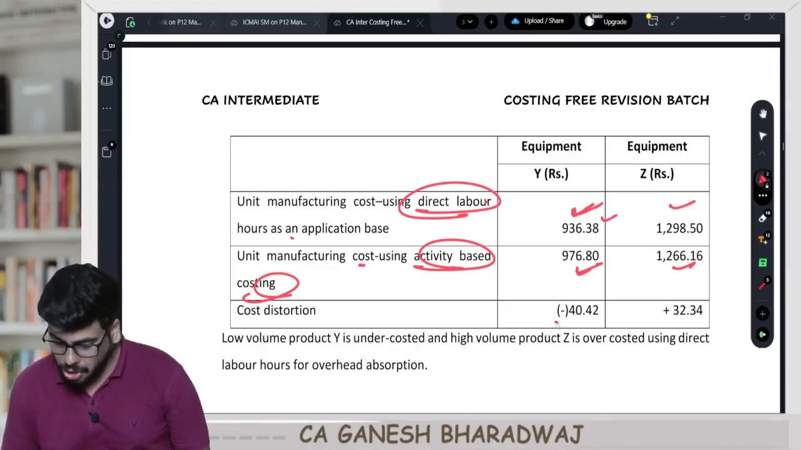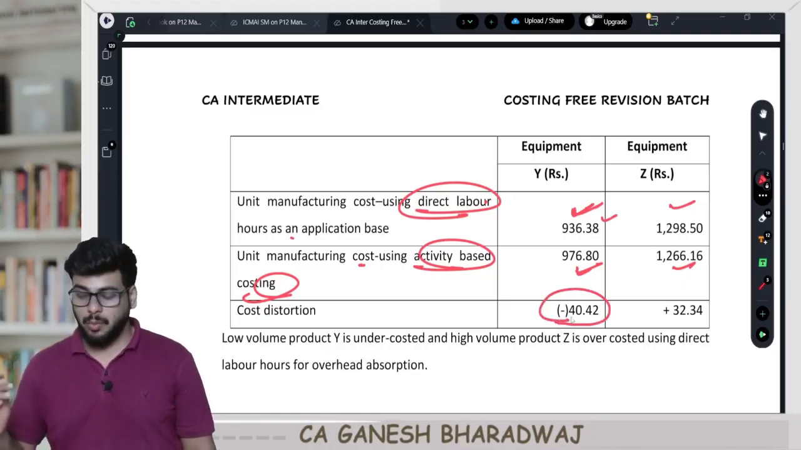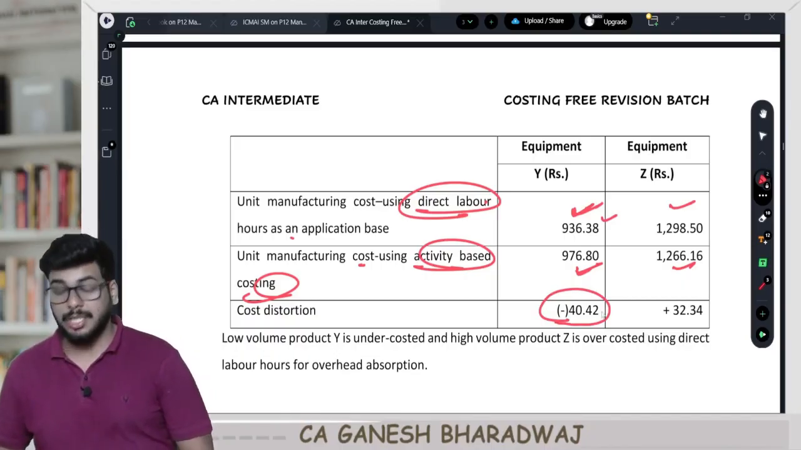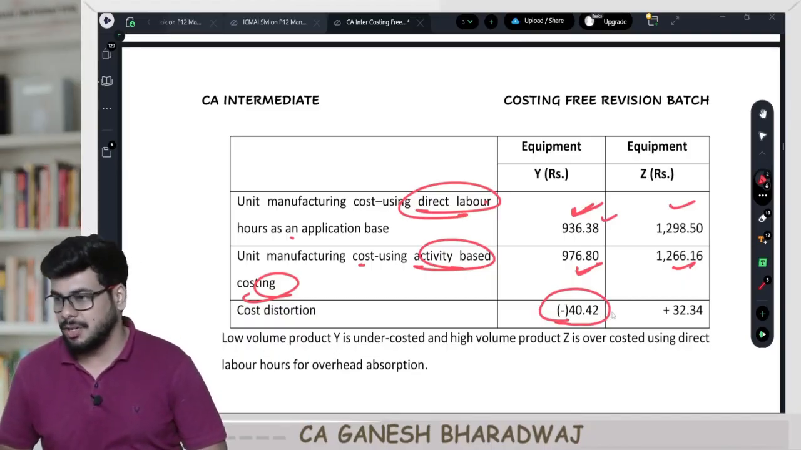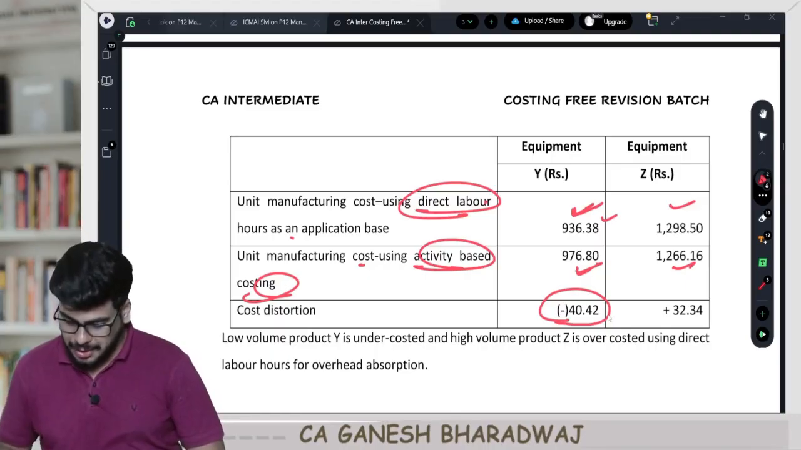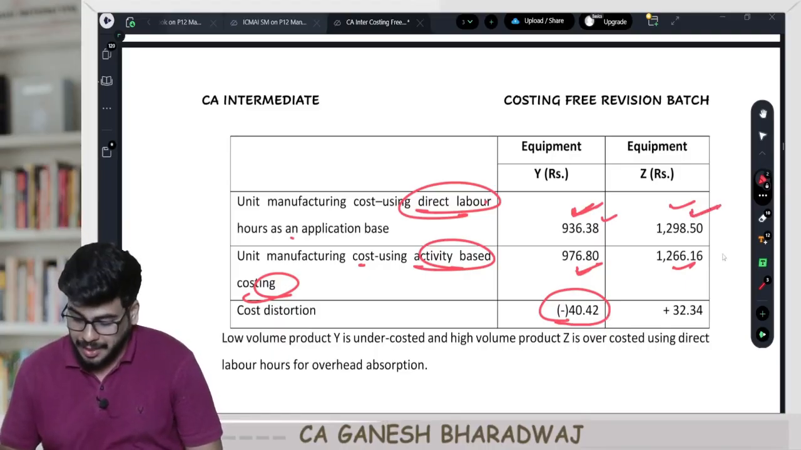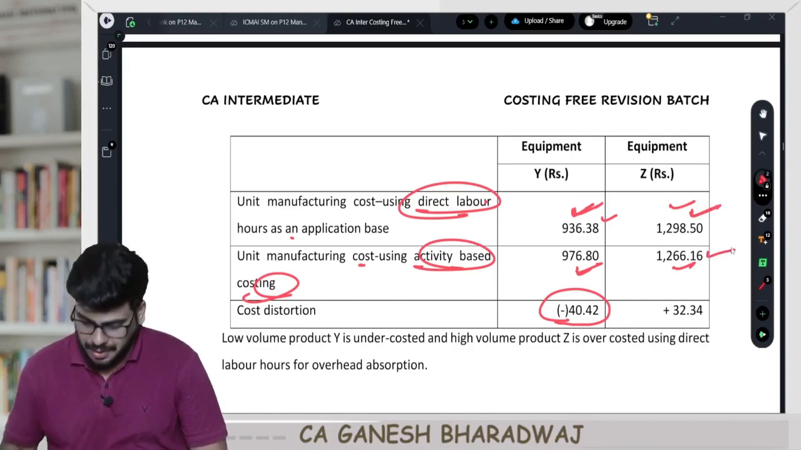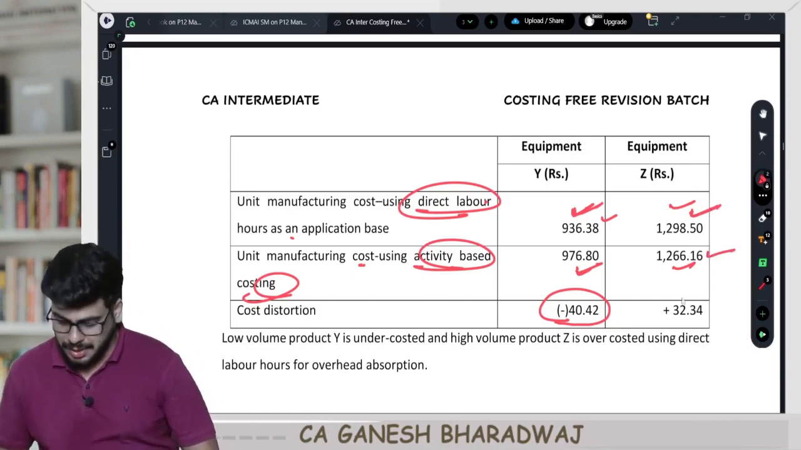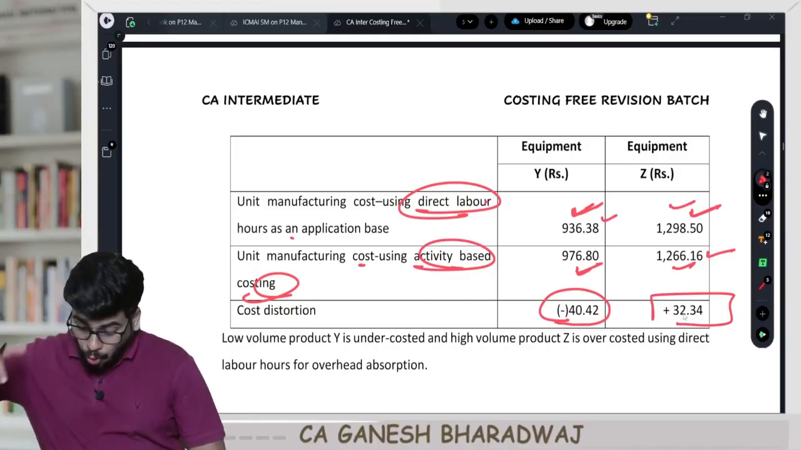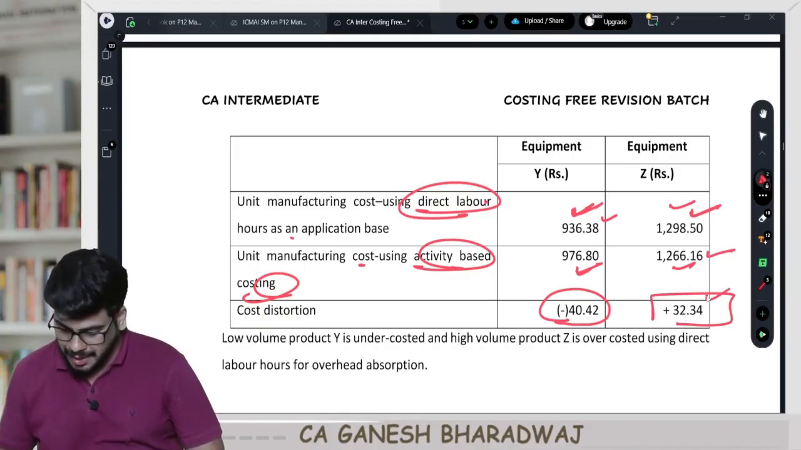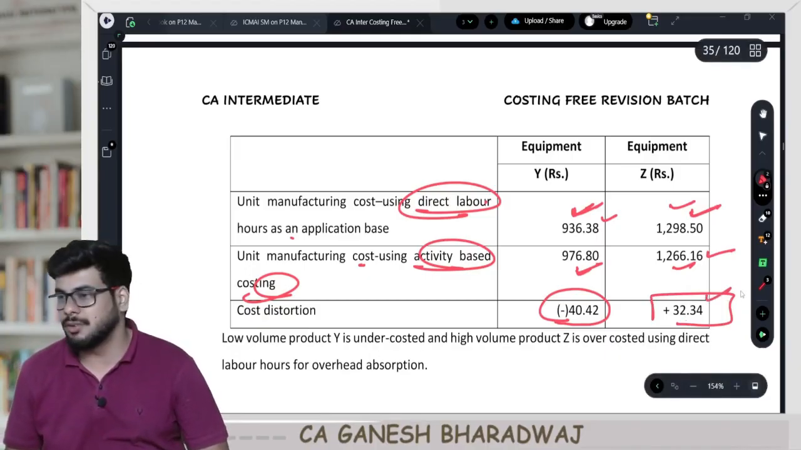What has happened? The cost distortion is that product Y is being undercosted to the extent of 40.42 rupees. Are you clear with this? Similarly, for equipment Z, presently they are costing it at 1298.5, but ideally it should have been valued at 1266.16. The difference is that they are overvaluing it by 32.34. Are you clear with this?